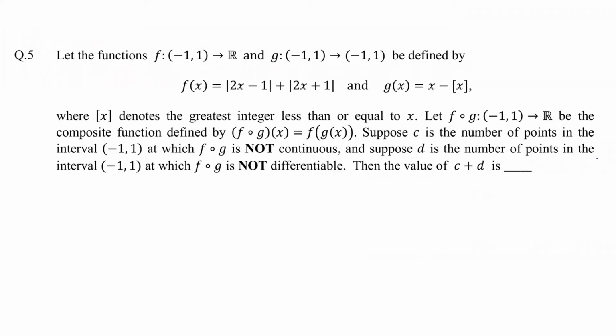In this question, they have given f(x) and g(x) as two functions. f(x) is given as |2x - 1| + |2x + 1|, whereas g(x) is given as the fractional part of x, and they have given the domain of these two functions as -1 to 1, right? And they're talking about the number of discontinuous and non-differentiable points of f(g(x)).